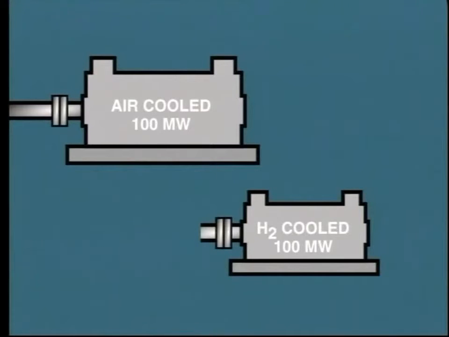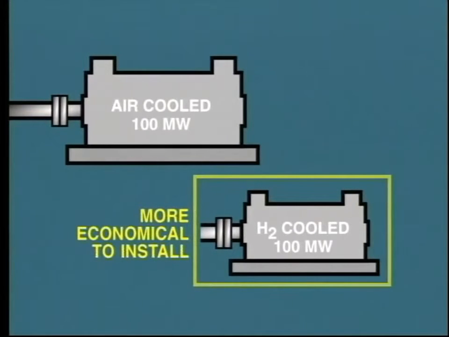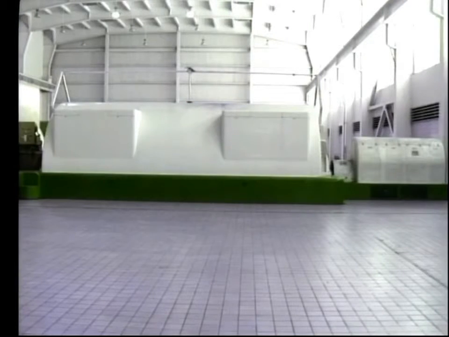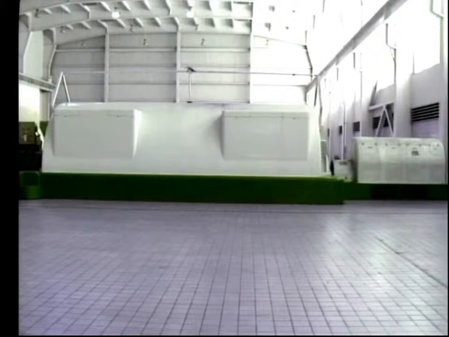Generally speaking, the hydrogen-cooled generator can be made physically smaller than an equivalent air-cooled generator of the same capacity. Therefore, on the larger capacity generators, it is more economical to install a hydrogen-cooled system, even though this entails a much more complicated installation. The generator casing is built as a sealed unit, with the hydrogen inside the casing maintained at a pressure of about 30 psig, or about 3 bar.